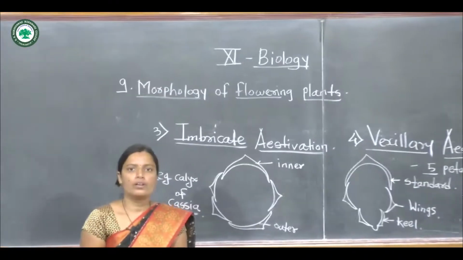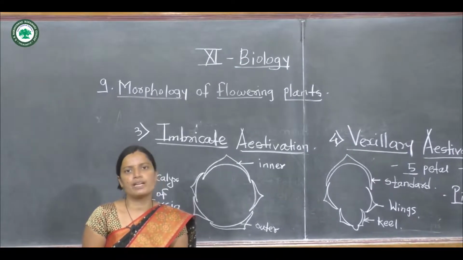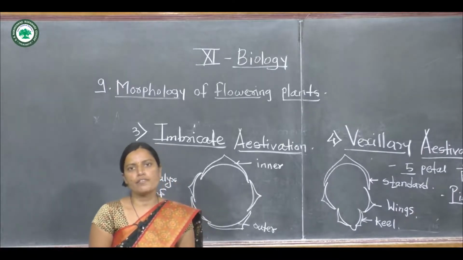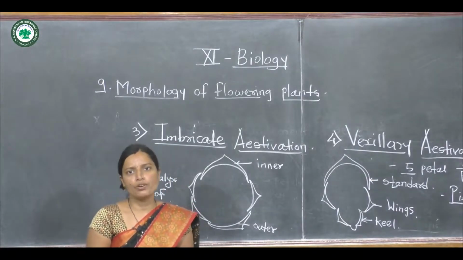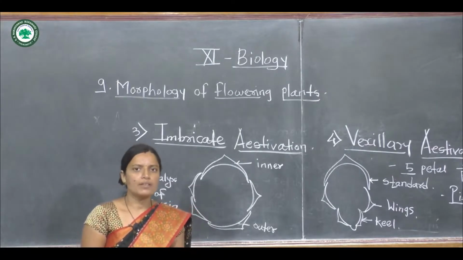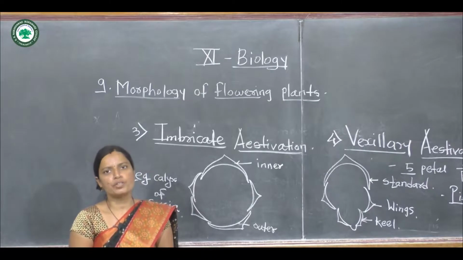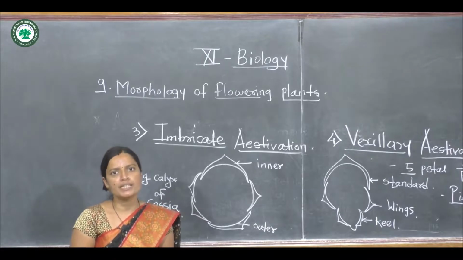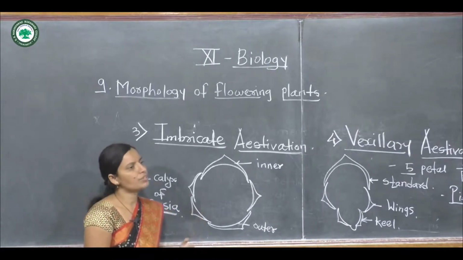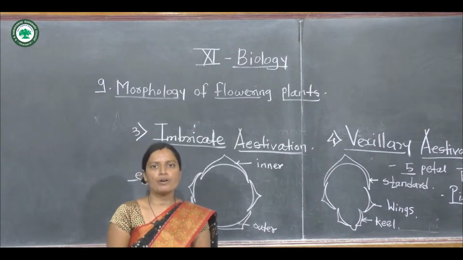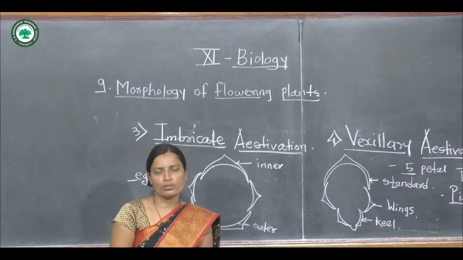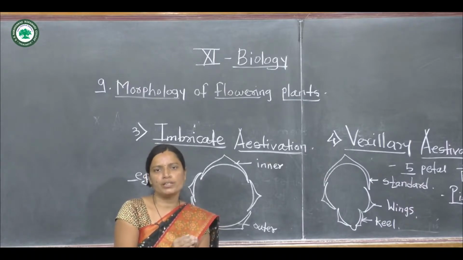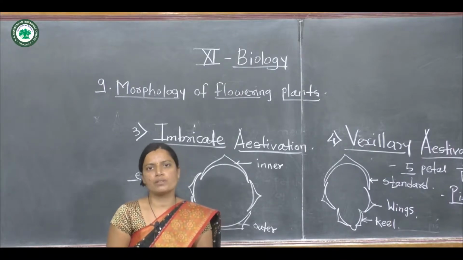In this video we have shown the four types of aestivation. The first type is the valvate aestivation, in which only the margins of the petals or sepals touch, lying in contact with each other. The second type is the twisted aestivation, in which the sepals or petals overlap with each other in a twisting structure. This arrangement is seen when the flower is in bud condition.